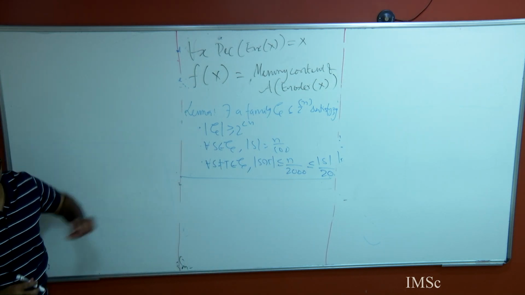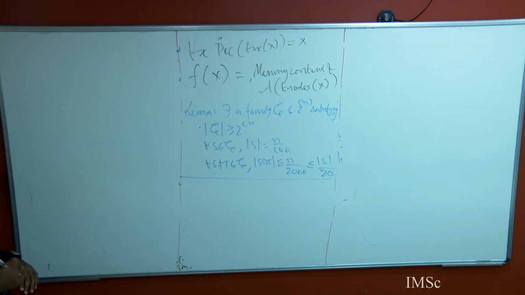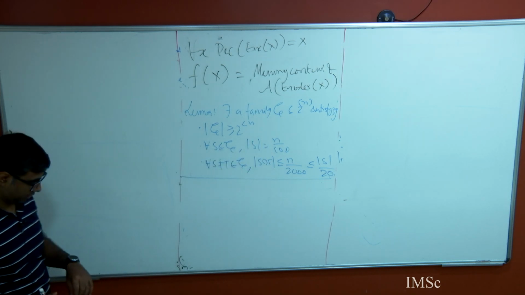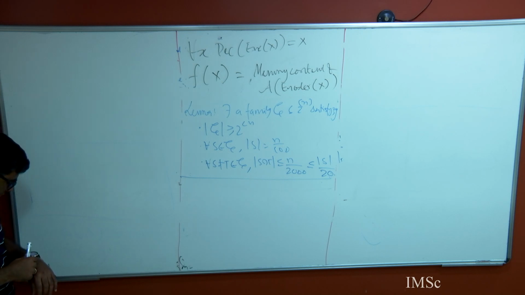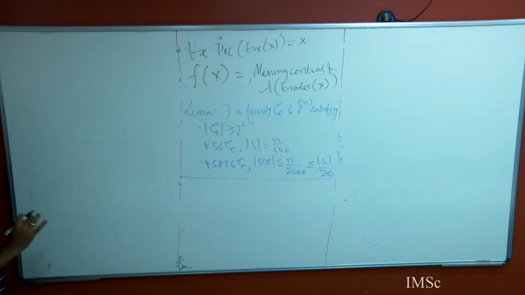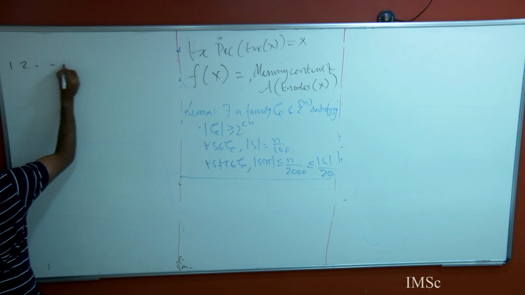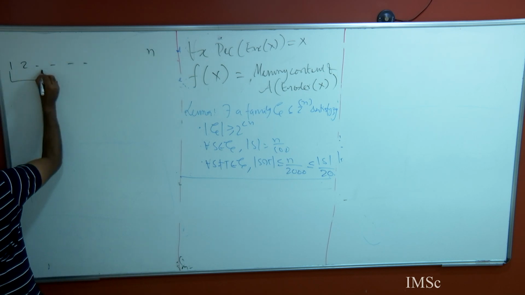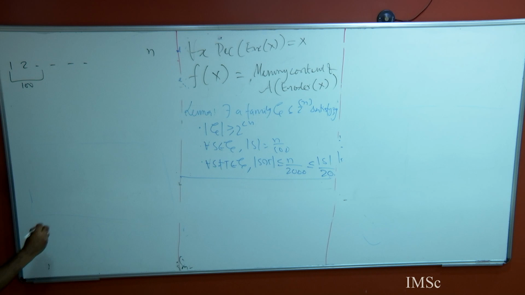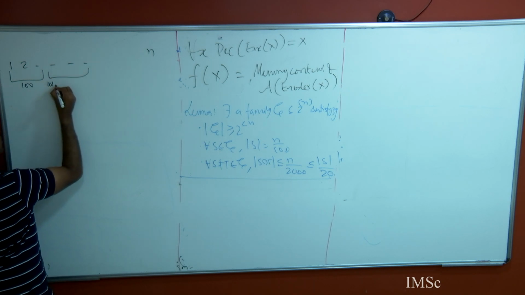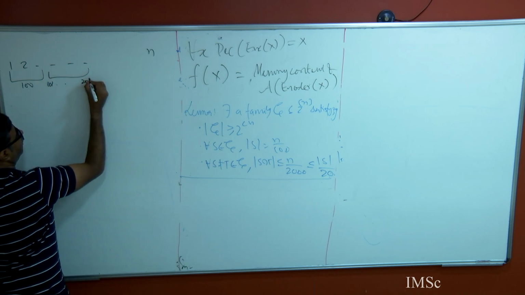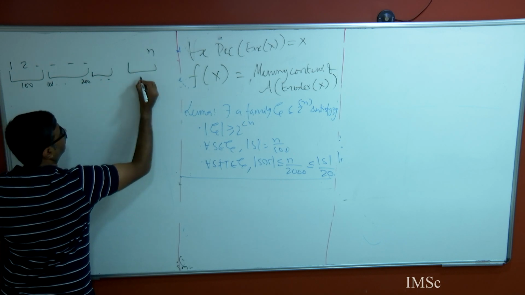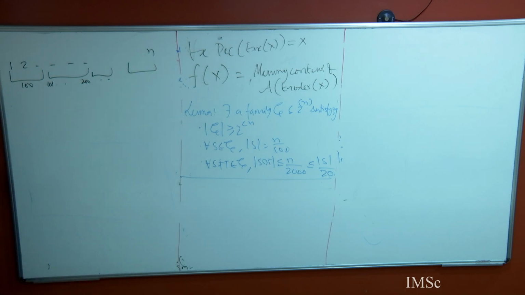So now we want to construct such a family, and I want every set to have size n by 100. So what I do is make buckets of 100 each. I write 1, 2, 3, up to n. The first bucket consists of the first 100 numbers, the second bucket consists of 101 to 200, and so on and so forth. So how many buckets do we have? N by 100 buckets.